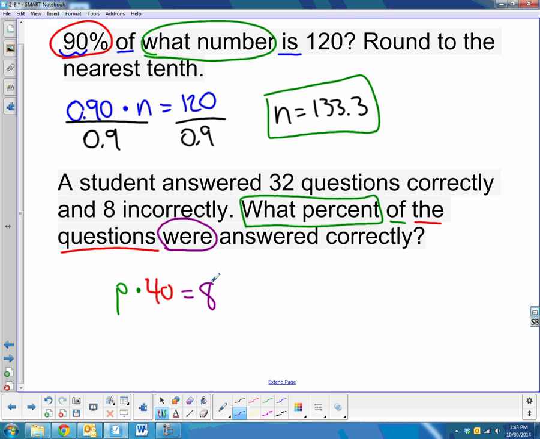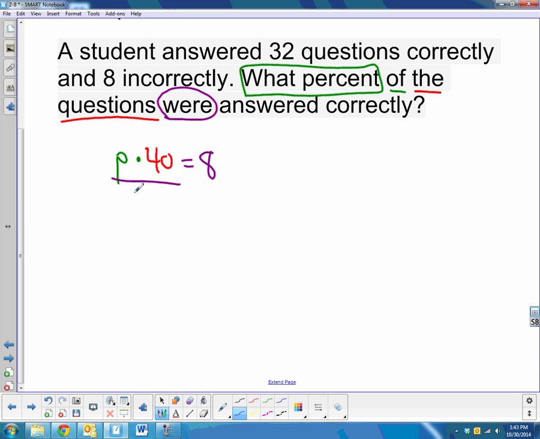Now I have an equation, and so I can solve this equation. I can divide both sides by 40. 8 divided by 40, I'm going to get 0.2, which again is a decimal, not a percent. And so I need to move the decimal point 2 to the right and get that P equals 20%.